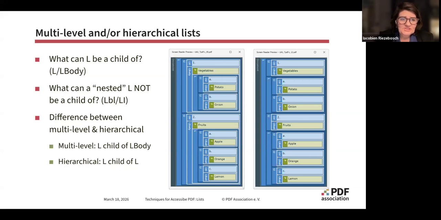There's a difference between multi-level and hierarchical. In a multi-level list, the L is a child of the L body. You can see it in the left screenshot. That's how most people are familiar with nested lists, so a list in a list. And in a hierarchical list, the L is a child of an L. So the first list item in the second screenshot is on the same level as the new list. And so a screen reader also knows how many lists there are in the list.